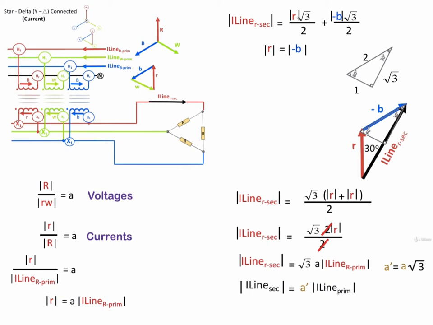But we also, in a previous slide, discovered the phase angle or the phase shift between the primary and secondary. So I can rewrite this equation, placing in the phase shift, and I can drop the magnitude signs and say these are the actual phasor relationships now, where I line secondary current is equal to A prime times I line primary current minus 30 degrees.